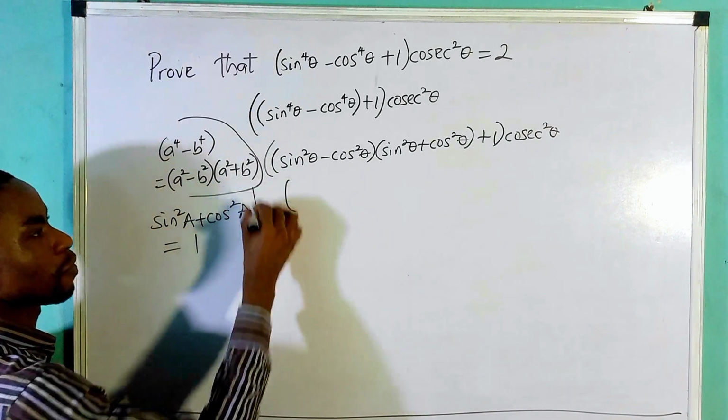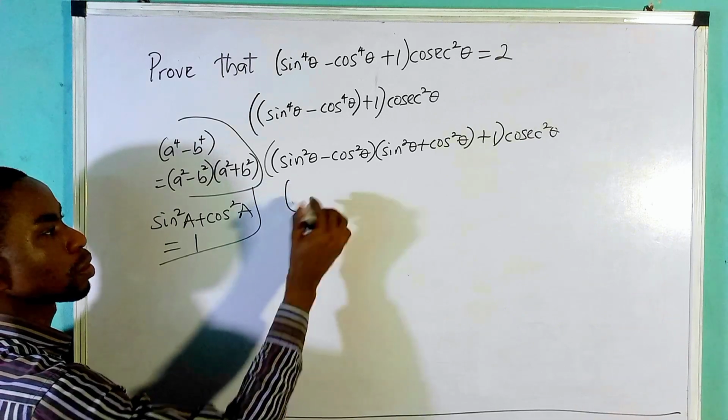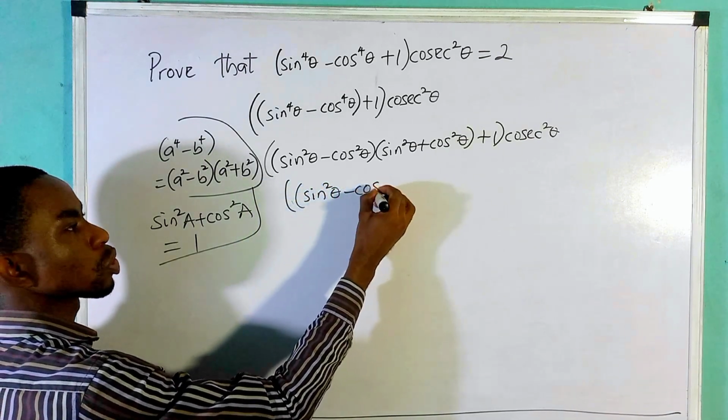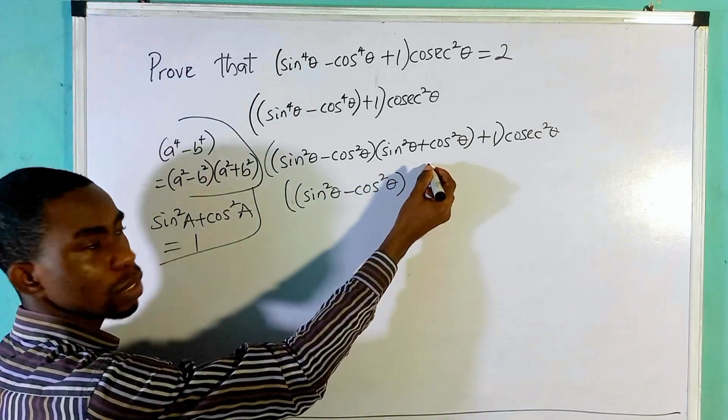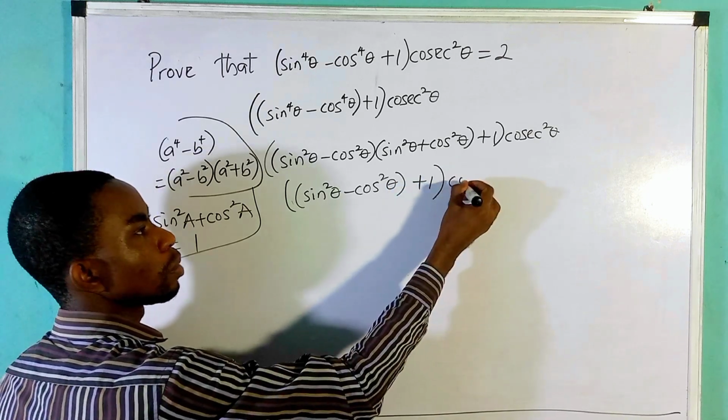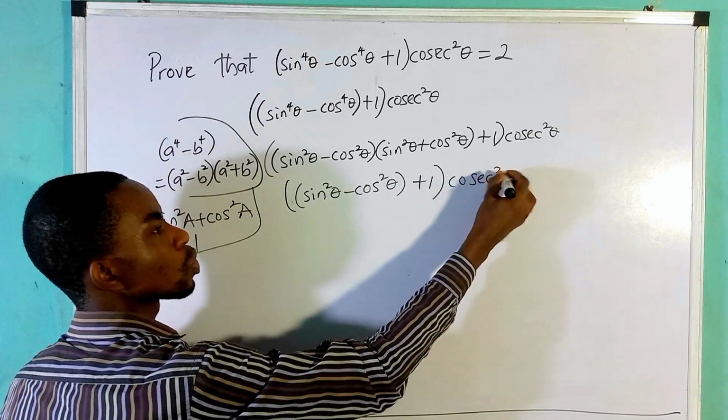And so we have sine square theta minus cos square theta multiplying 1. Okay, I don't need to write that. And then we have plus 1 multiplying cosec square theta.